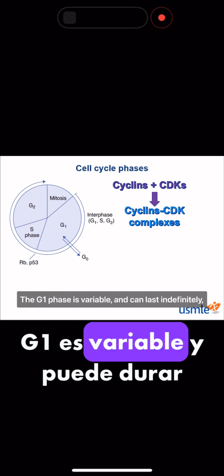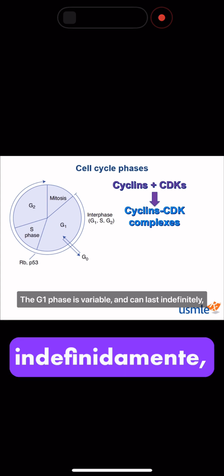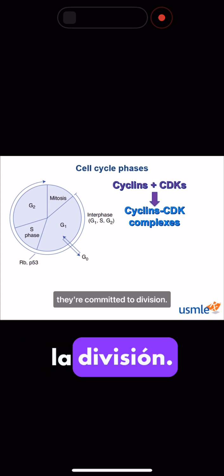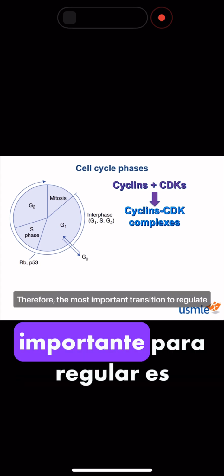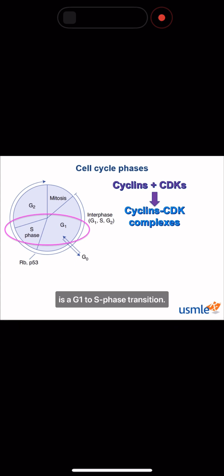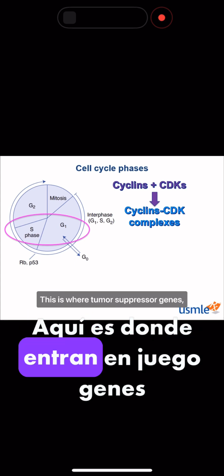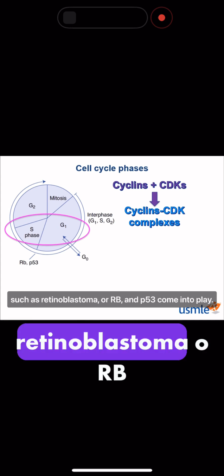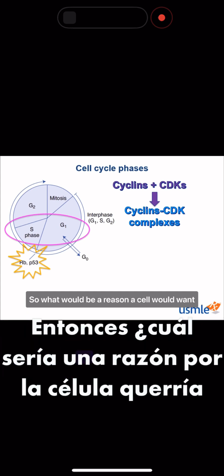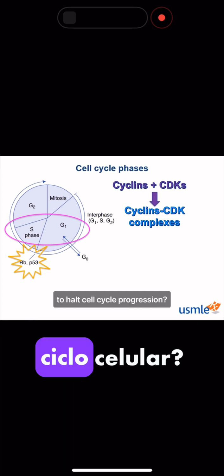The G1 phase is variable and can last indefinitely, but once cells transition to the S phase, they're committed to division. Therefore, the most important transition to regulate is a G1 to S phase transition. This is where tumor suppressor genes such as retinoblastoma or RB and P53 come into play. They work to inhibit or suppress this transition. So what would be a reason a cell would want to halt cell cycle progression?